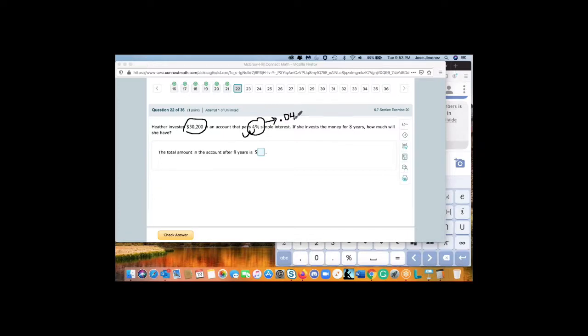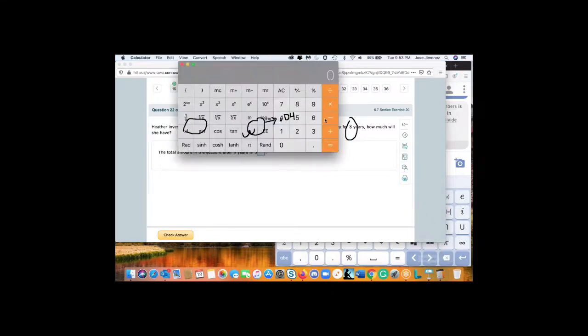0.04. You never use the 4%. You change it to a decimal and then you can multiply or divide or do all other operations. And then the last number is 8, right? So we multiply. So let's multiply those numbers. You will see how.